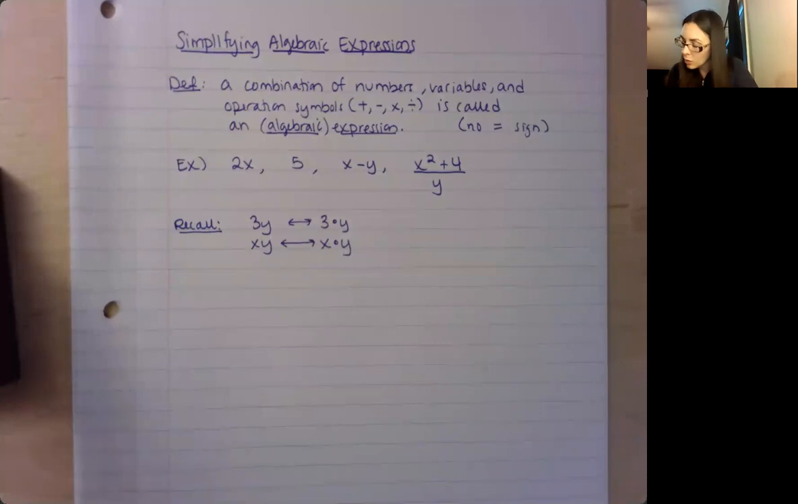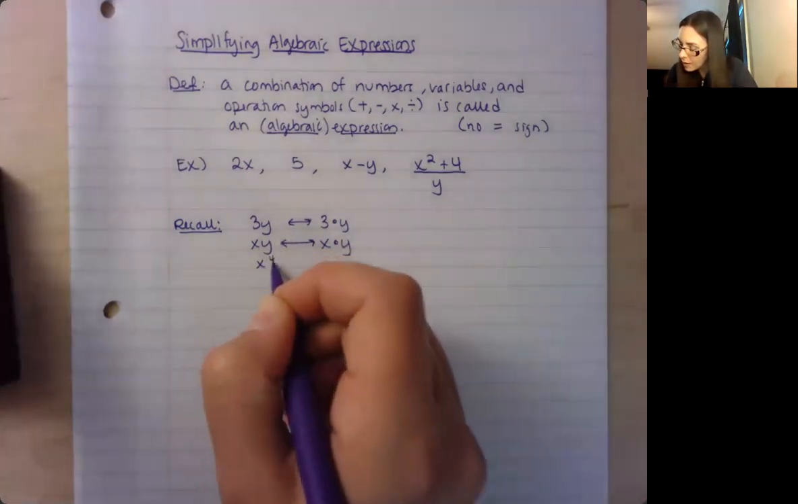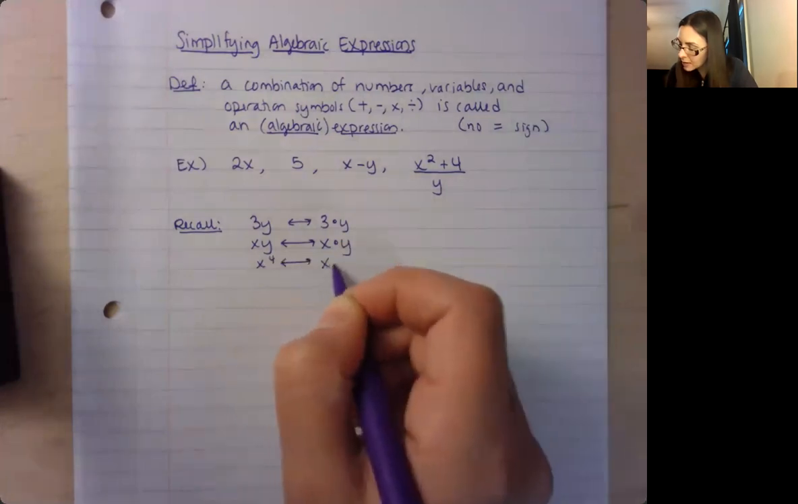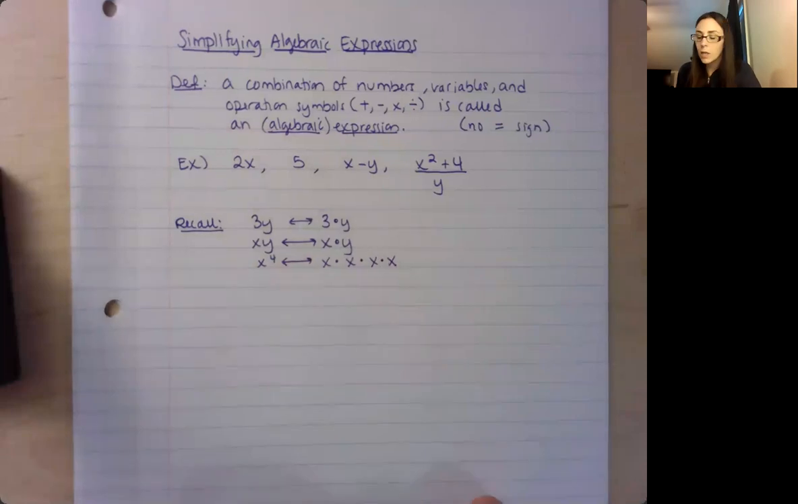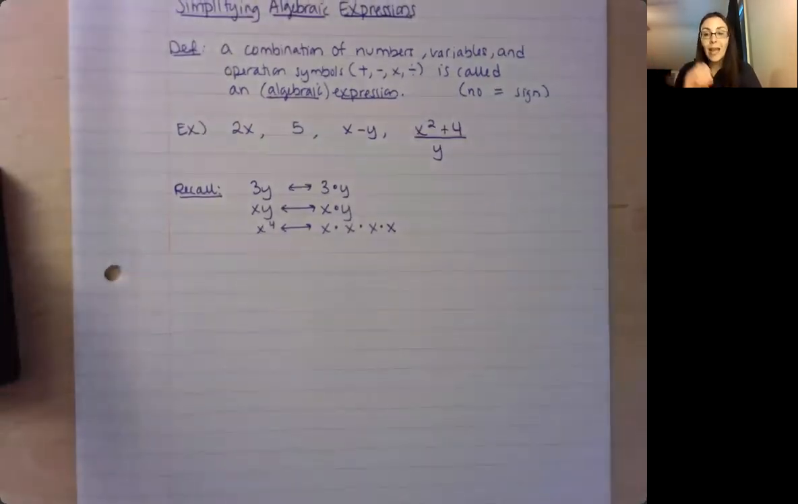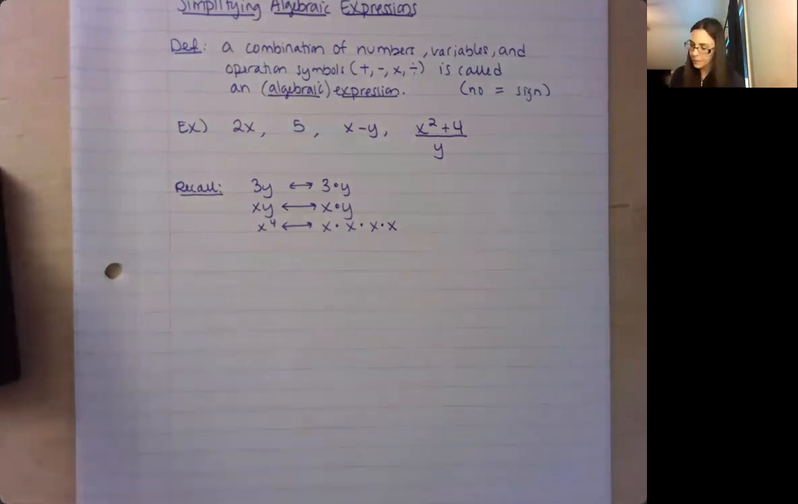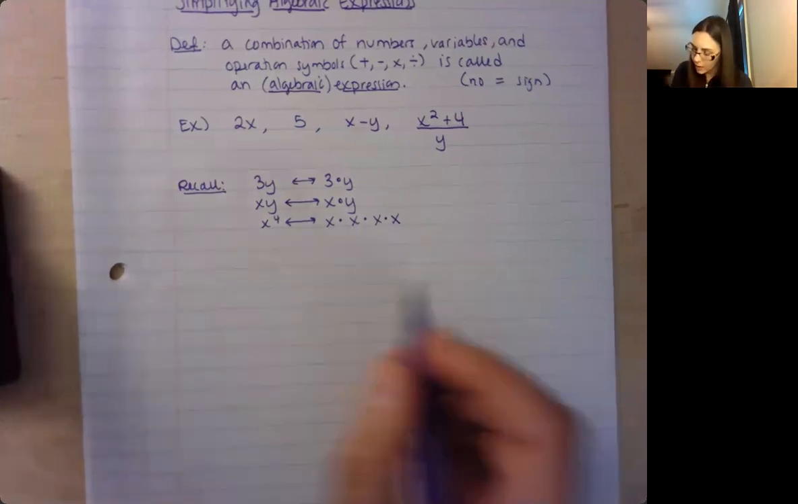And the same thing is true with our exponents. If I have x to the 4th power, that is x times x times x times x. So again, things we already know, just kind of reminding that we can apply those techniques as well now to negatives and also to variables. Okay, so let's do a few more definitions.